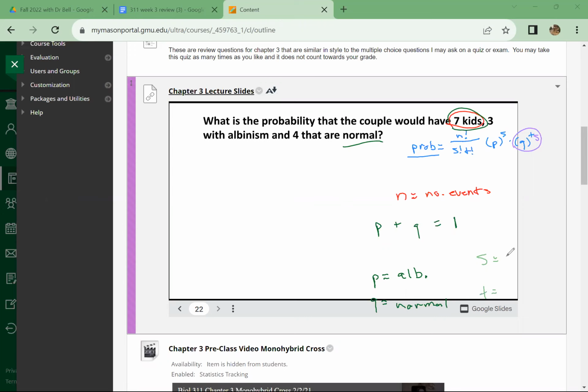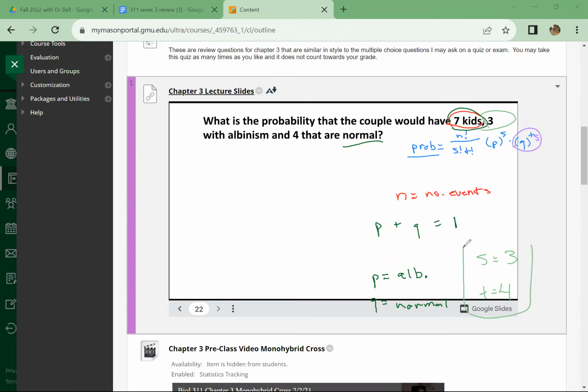S would be how many children have albino. Yeah, and how many would that be? We 3. Yeah, so that's 3, and it was also articulated that 4 are normal. And so now that we have, oh, actually we didn't articulate that.